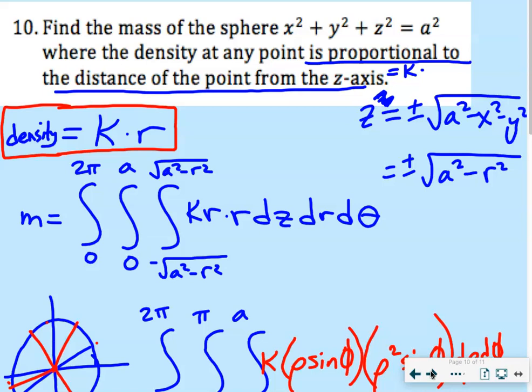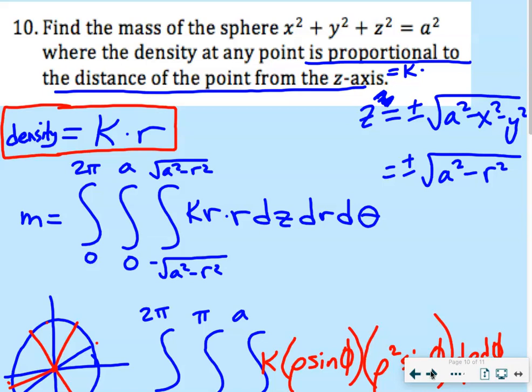Okay. So here's the thing. Your density, how do I say this? It's the distance from the z-axis. Distance is perpendicular to whatever you are finding the distance from. From the z-axis, if we go out perpendicular in any direction from the z-axis, what distance is that? That's r. So my density is proportional to the distance from that point to the z-axis. So density equals kr.